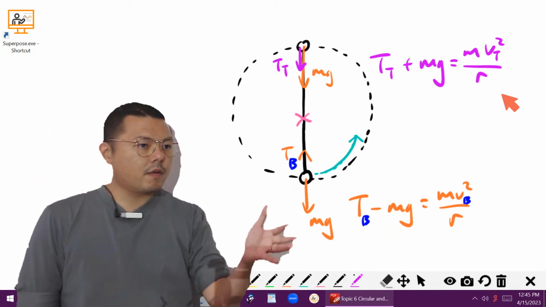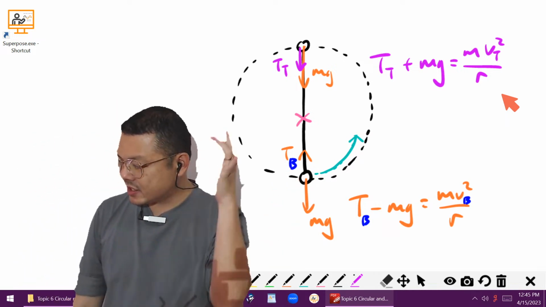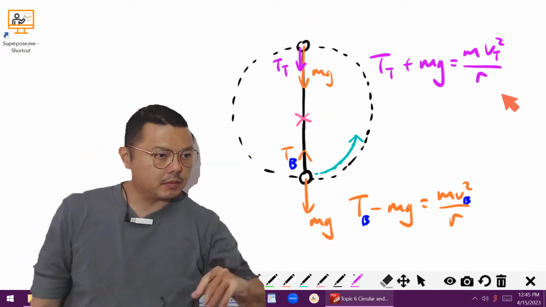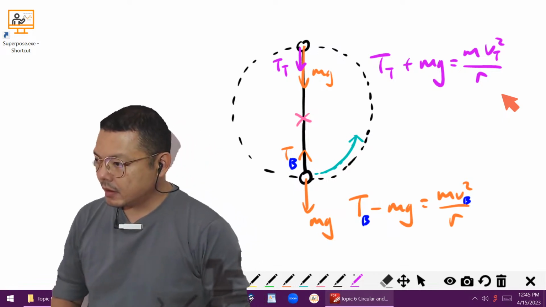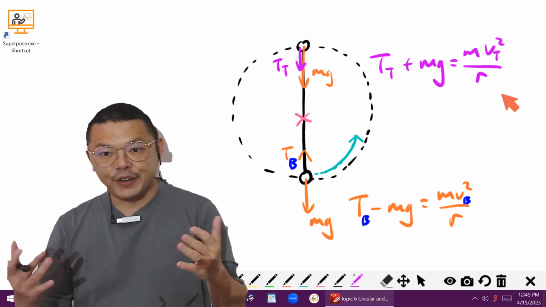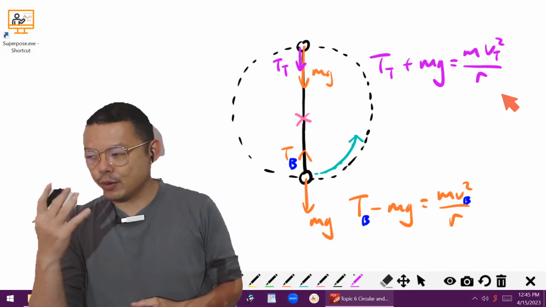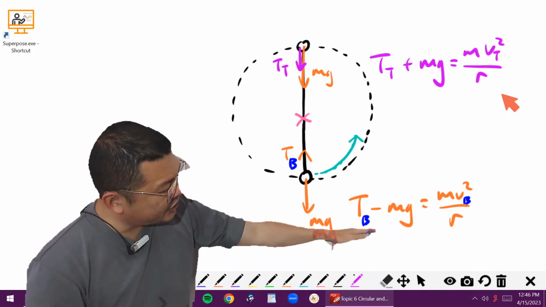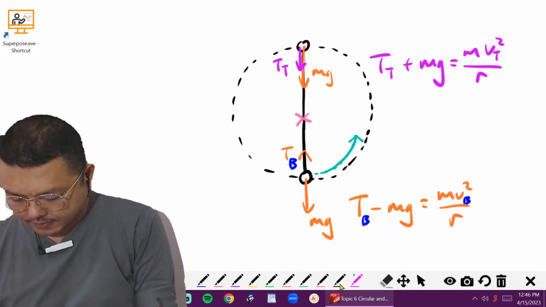One of the more popular questions for this is basically asking, where is the string most likely to break? At the top or at the bottom? Intuitively, we know that it's at the bottom. But what if they ask you, prove it? Prove that the string is most likely to break when it's at the bottom. What you do is, you make tension at the bottom the subject, and then you make tension at the top the subject. See what happens.